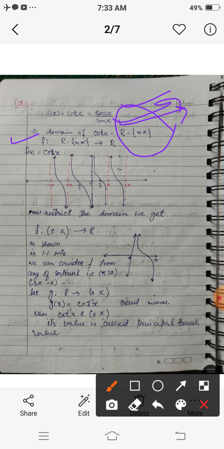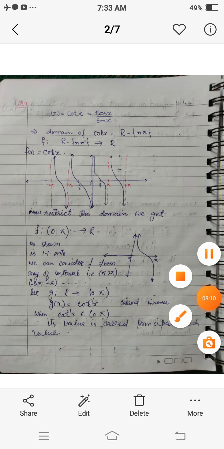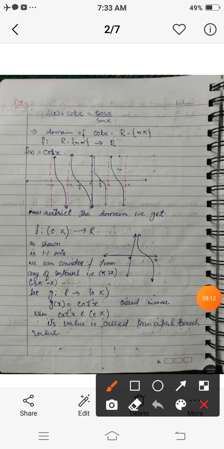then this is the required domain for this cot x, because at each and every point of R minus nπ this function is defined, or there is a finite value. When we draw the graph of this in these intervals, it's like this. So this is the required graph for cot x. Clearly this function is an onto function, because each and every point of R is an image point. But it is not a one-one function.